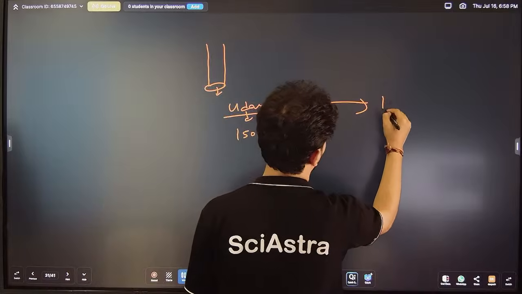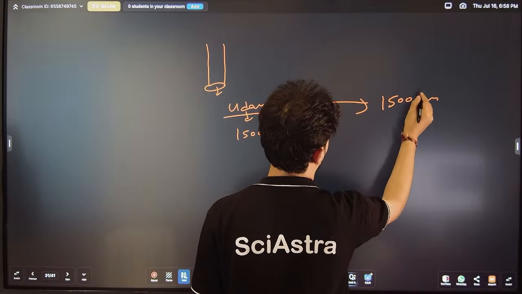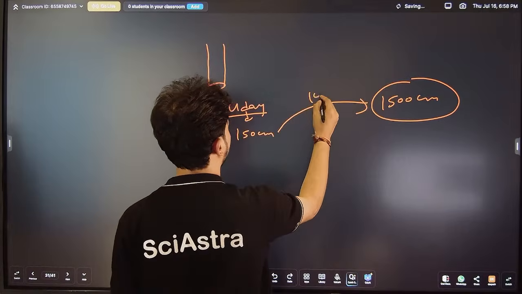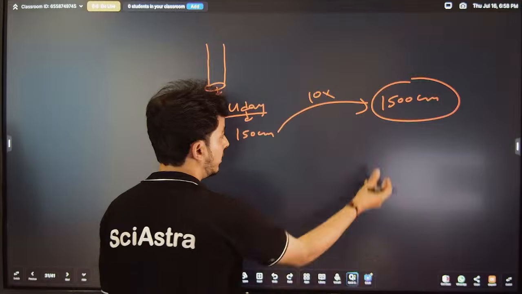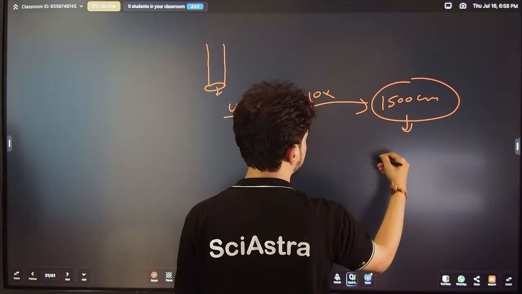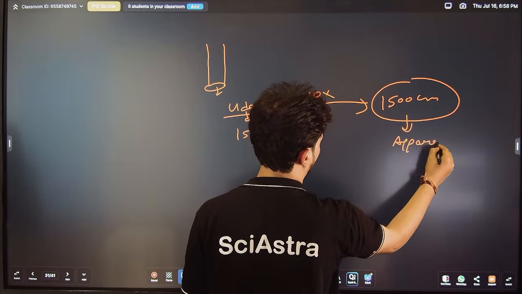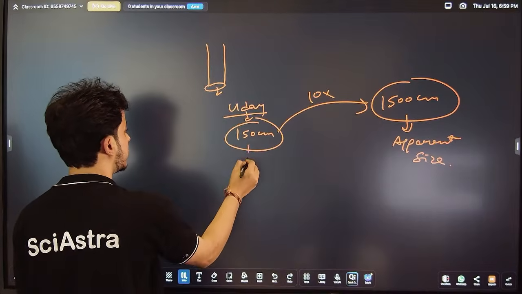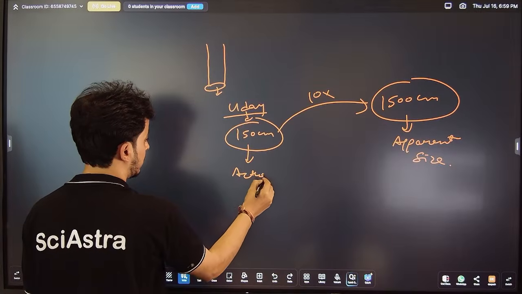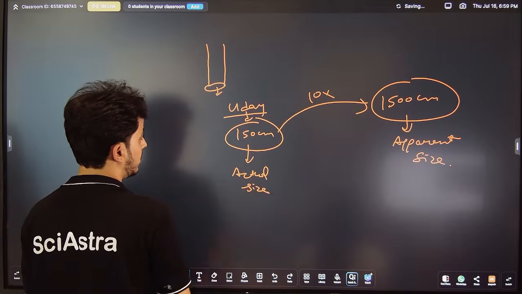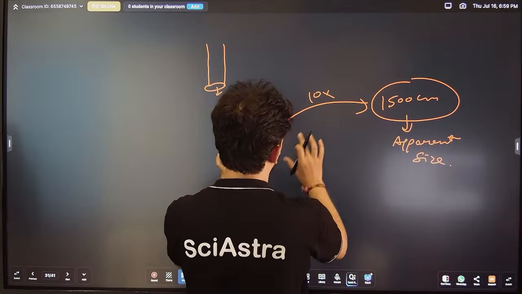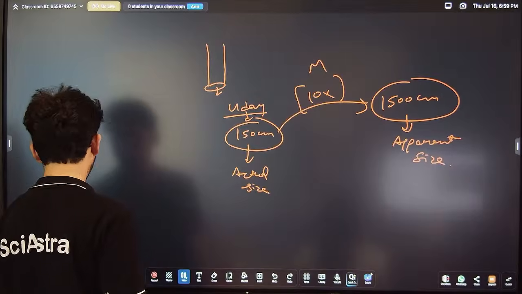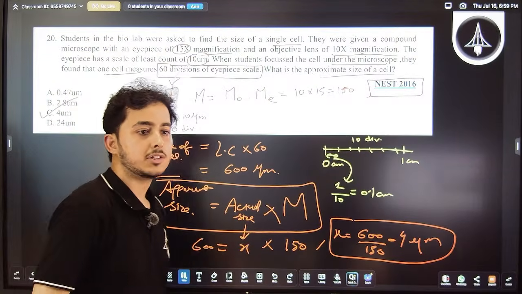I am saying that you are 1500 centimeters tall. This is something that I am able to observe because of the microscope, because you were magnified 10 times. So this 1500 centimeters is your apparent size, not your actual size, and this 150 centimeters is your actual size. If you multiply the actual size with the magnification value, you get the apparent size. That's how we calculated this thing here. Is it clear?